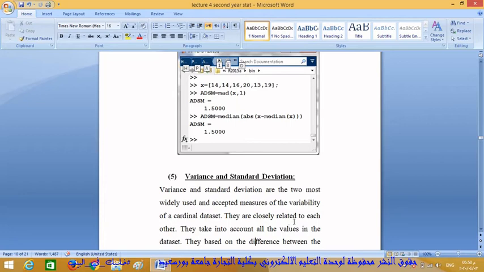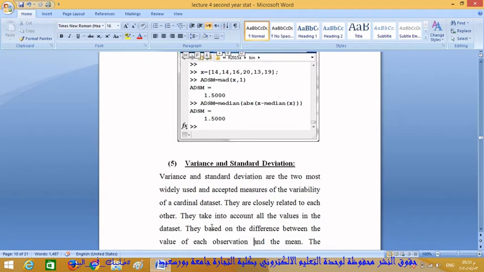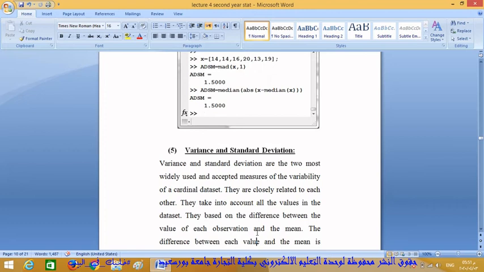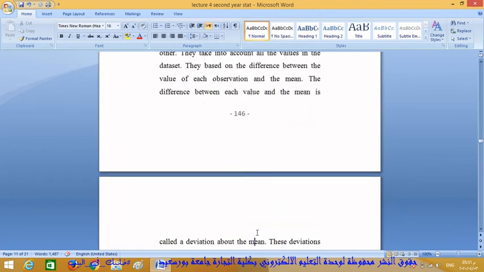They are closely related to each other. They take into account all the values in the data set. So the variance and standard deviation, like the mean absolute deviation and the median absolute deviation, are closely related to each other, and in the same way depend upon all values in the data set. They are based on the difference between the value of each observation and the mean. The difference between each value and the mean is called a deviation, a deviation about the mean.